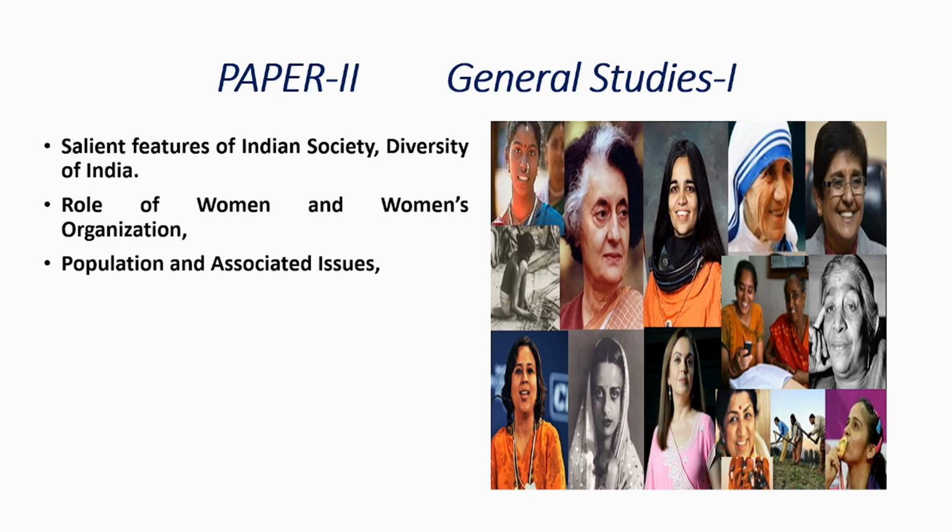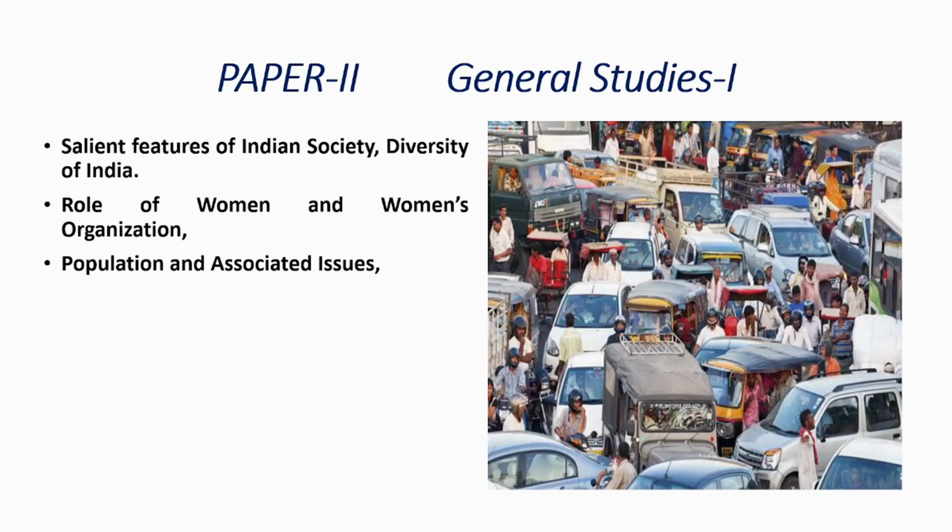Population and associated issues. We all know India has too much population. In fact, we are the country with the largest population on earth right now. We have overtaken China. And with the population come so many issues, so we will read about population and all those issues in this chapter.